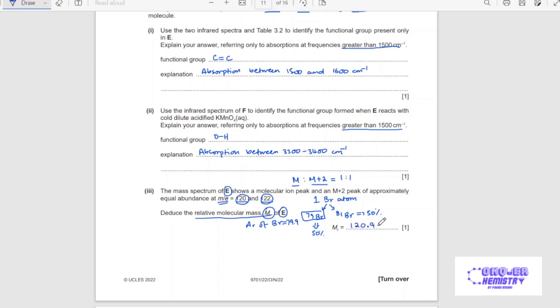120.9. All right. I'm not going to go with 121 because we know that the AR of bromine is not exactly 80, it's 79.9. It's 0.9 units greater than the bromine 79 isotope that was used to calculate the mass to charge ratio for the M peak, which was 120. All right, so 120.9 is going to be the answer for this.